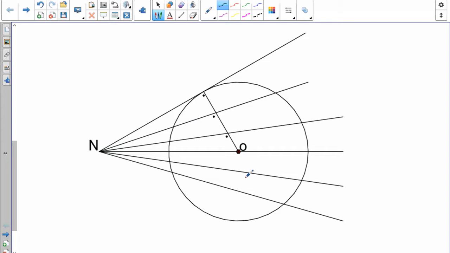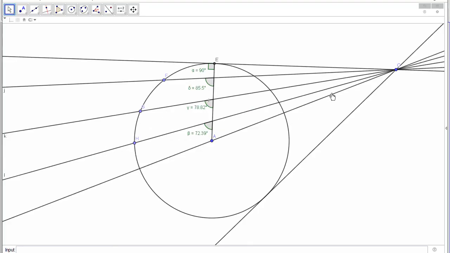Okay, now what you should have noticed is this is obtuse, and as you go this direction, they should go closer to this angle here, which is 90 degrees. You can see what I've got right here: 72, 78, 85, 90. So as I go closer and closer to this tangent point E, these angles get closer and closer to 90.